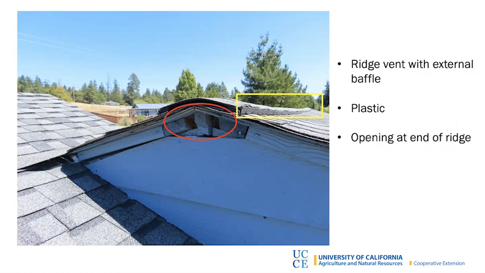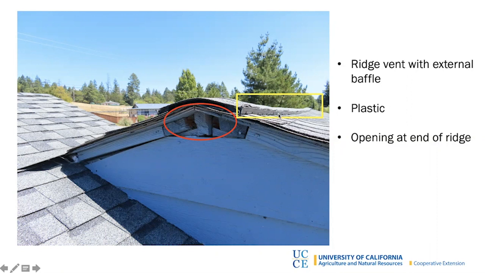There's two things going on here. There's the yellow square. This home has a ridge vent. This is a vent that's at the ridge of the roof. You see here, and this vent is plastic, and that's the disadvantage of this particular kind of ridge vent. But you can also see it has this lip that is outboard of the vent.